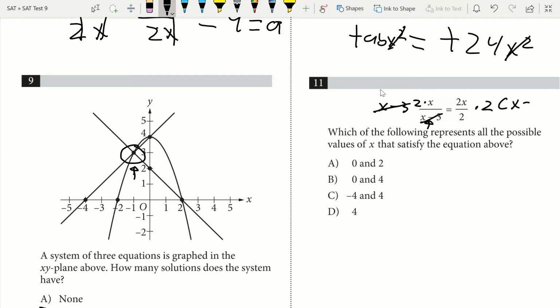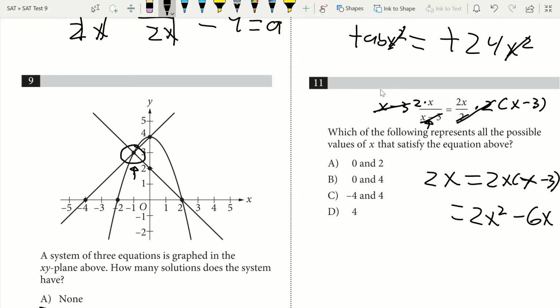But since I multiplied by x minus 3 on my left side, I also have to multiply by x minus 3 on my right side. So now I'm going to have 2x, because I multiplied the right side by 2, I have to multiply my left side by 2, is equal to 2x times x minus 3, because what you do to one side, you have to do to the other. So now I have to go ahead and do this 2x times x minus 3. When I do that, I get 2x squared minus 6x is equal to 2x.